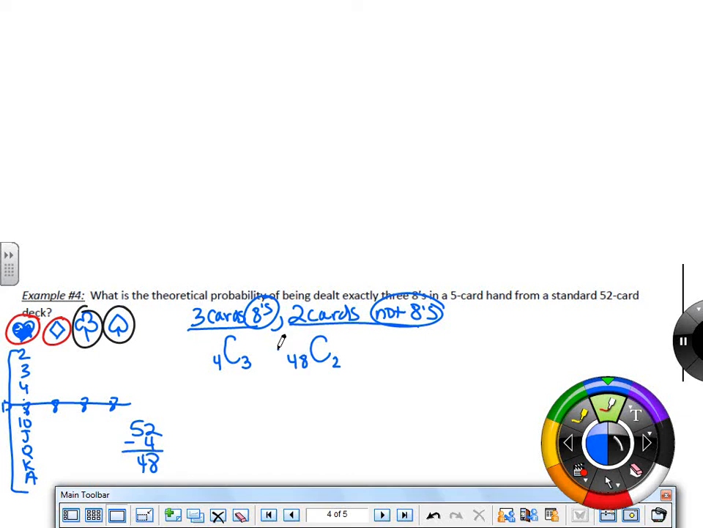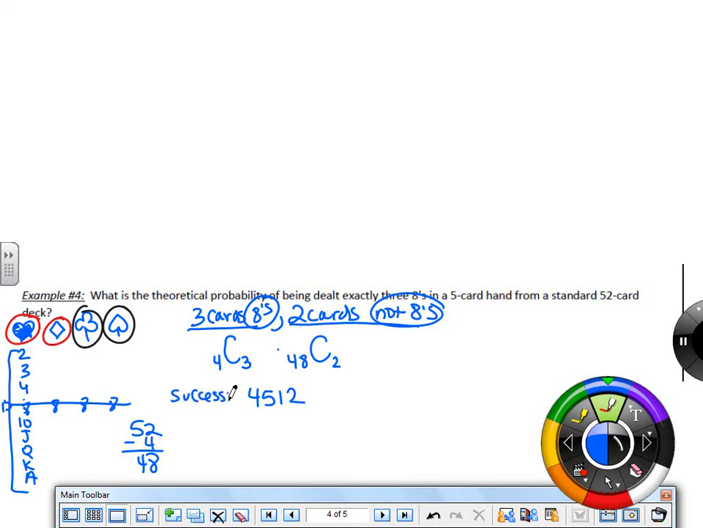So 48, choose 2. And then I'm going to multiply those together because, like the trees that we've been drawing and stuff like that, every choice from one can be paired up with any choice of another, giving us lots of choices. So then I'll go ahead and go on your calculator and do 4C3 times 48C2. So this comes out to be 4,512. Now, this is the event I wanted to happen. This is the success, okay?